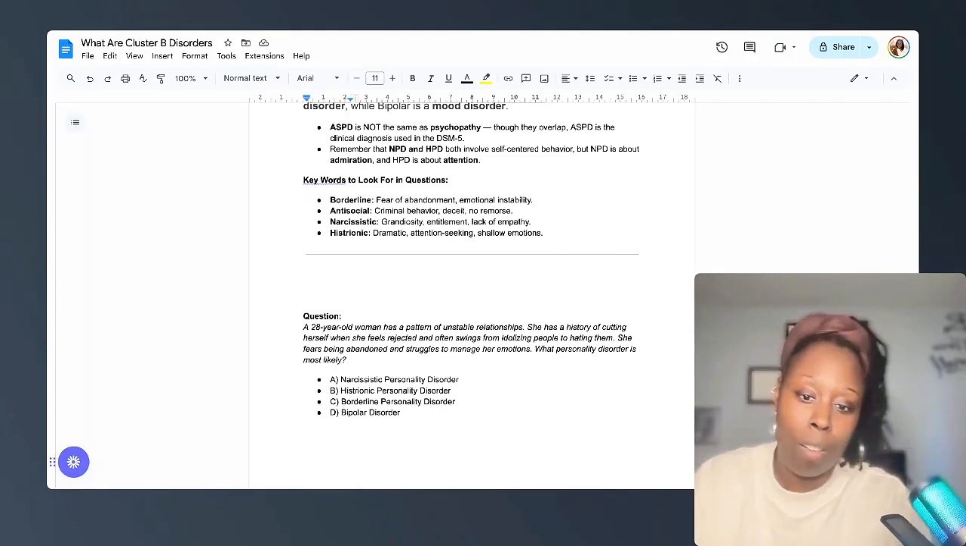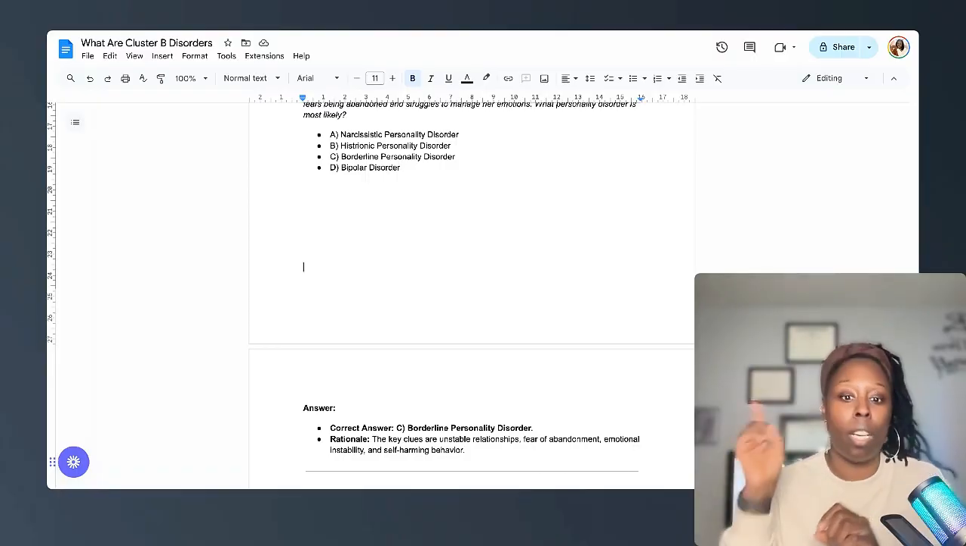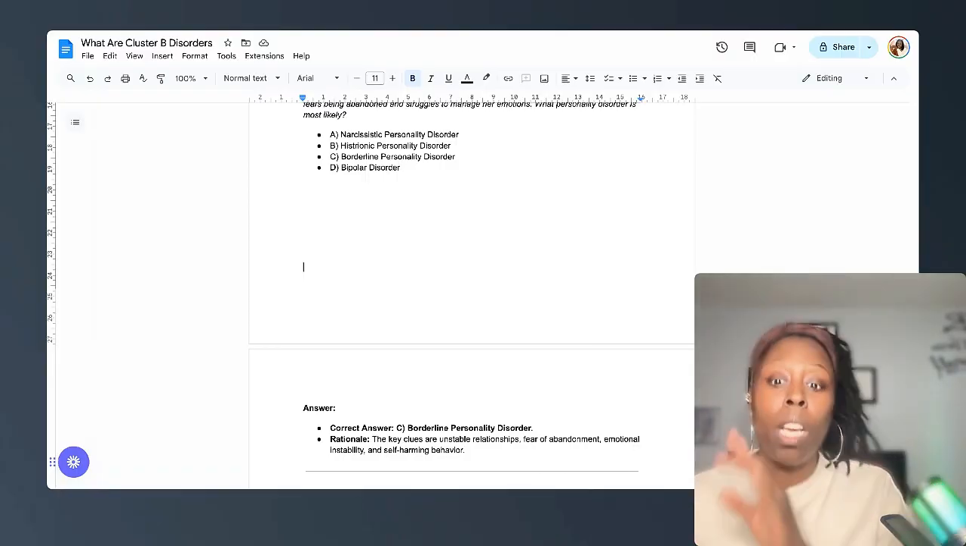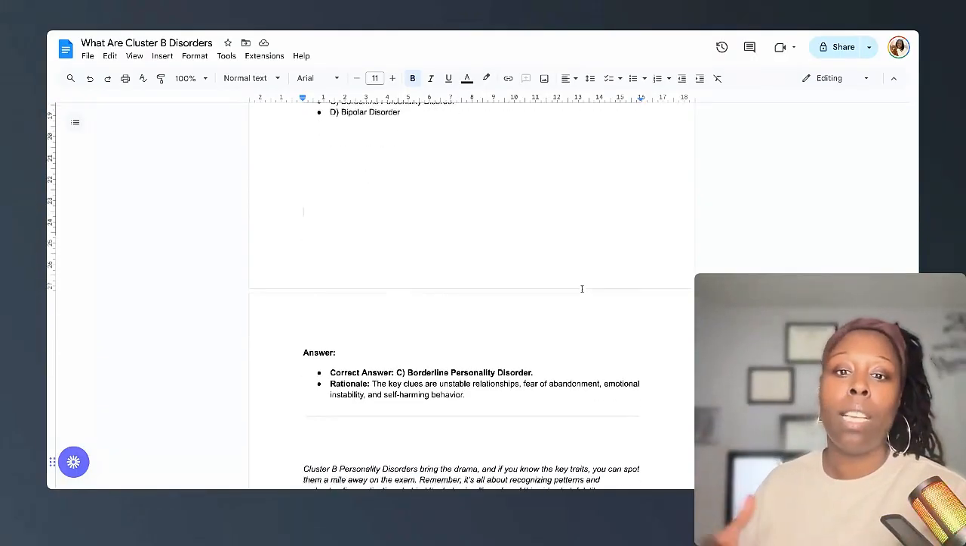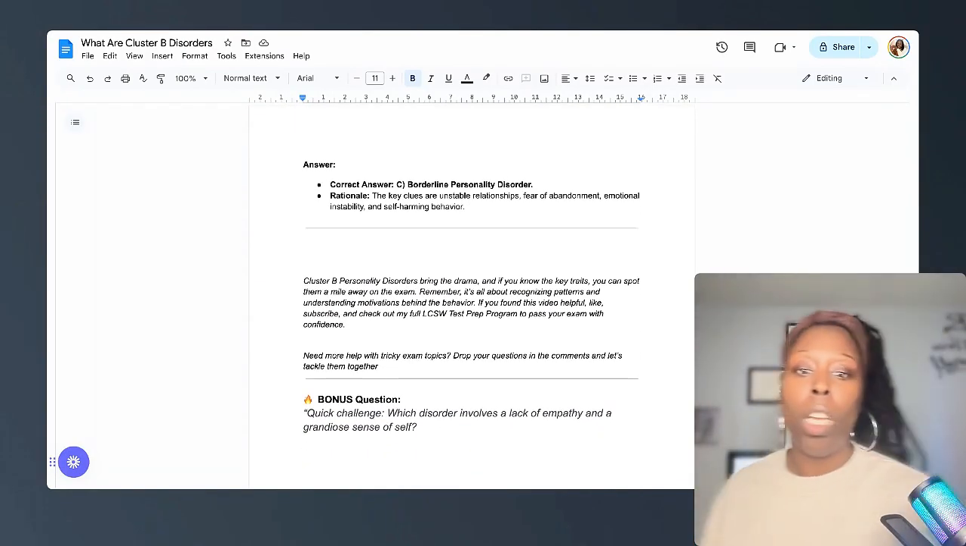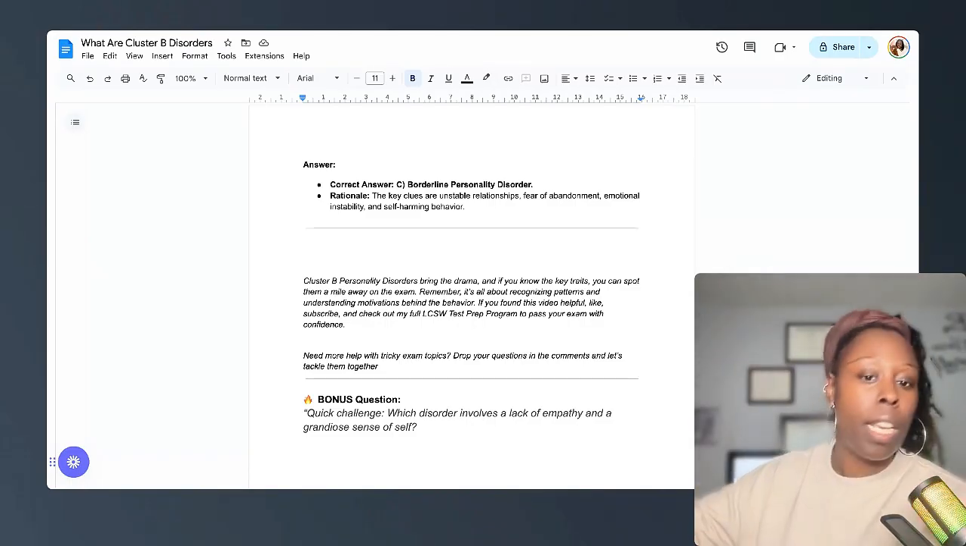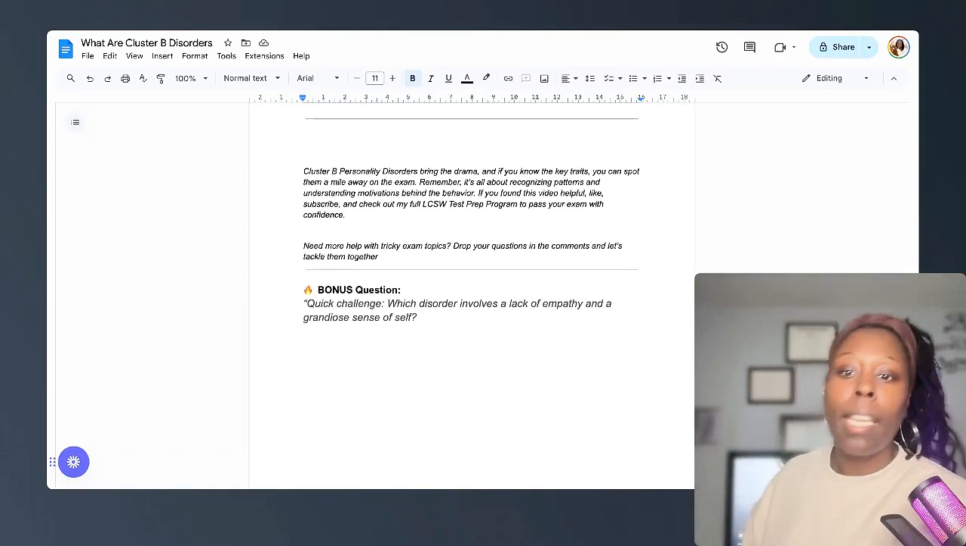I hope you guys got that right. Correct. Borderline personality disorder. Now the key clues are the unstable relationship, fear of abandonment, emotional instability, and the self-harming behavior. Remember, cluster B personalities bring the drama. So if you know these traits, you're going to be able to spot them a mile away. I don't care what test you're taking, what quiz you're taking, when you take it, you're going to know that for sure.